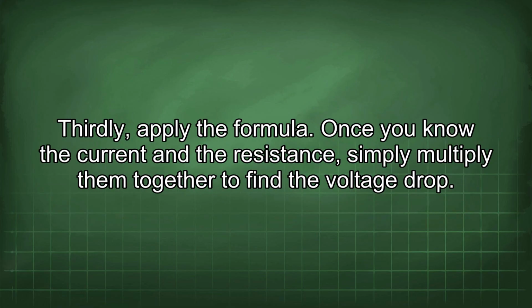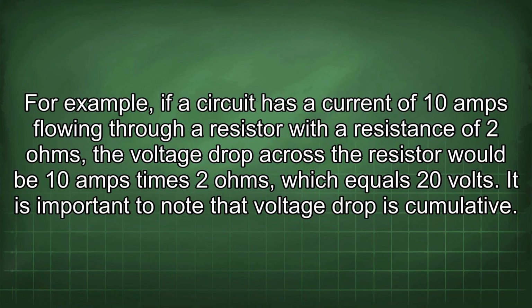Thirdly, apply the formula. Once you know the current and the resistance, simply multiply them together to find the voltage drop. For example, if a circuit has a current of 10 amps flowing through a resistor with a resistance of 2 ohms, the voltage drop across the resistor would be 10 amps times 2 ohms, which equals 20 volts.